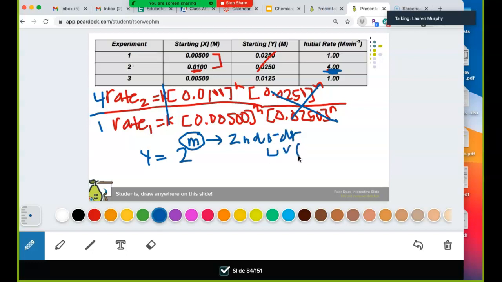With respect to, wow, what is wrong with my pen? Oh my goodness.